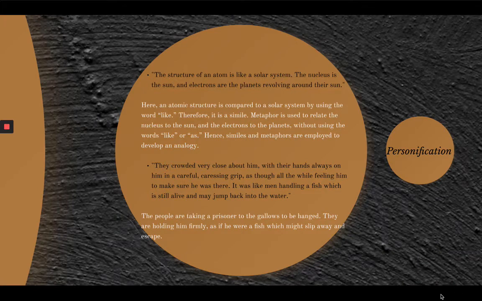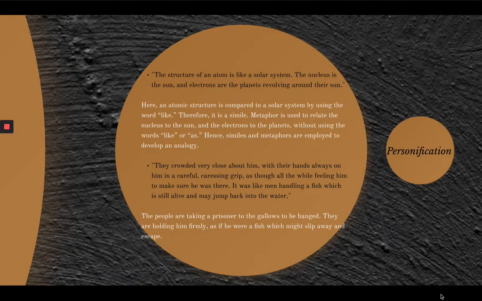Okay, "They crowded very close about him with their hands always on him in a careful, caressing grip, as though all the while feeling him to make sure he was there. It was like men handling a fish which is still alive and may jump back into the water." The people are taking a prisoner to the gallows to be hanged. They are holding him firmly as if he were a fish which might slip away and escape.